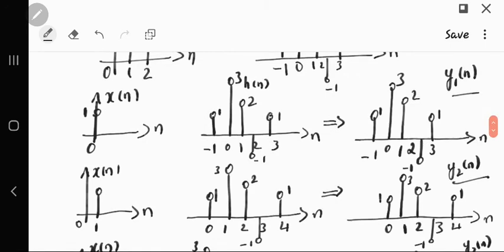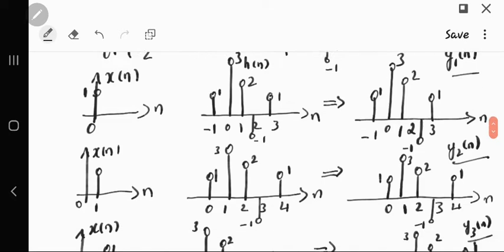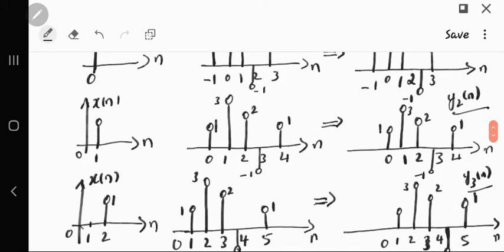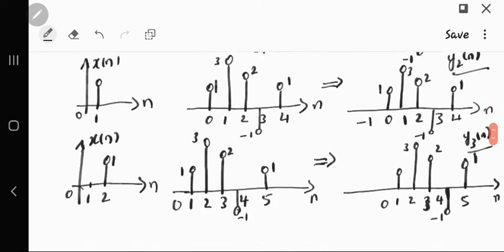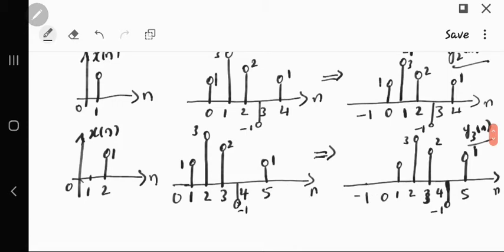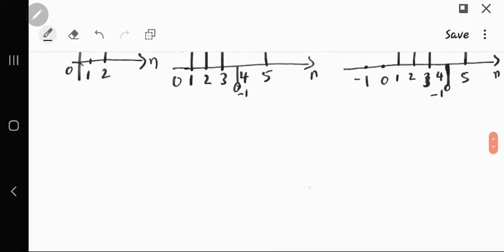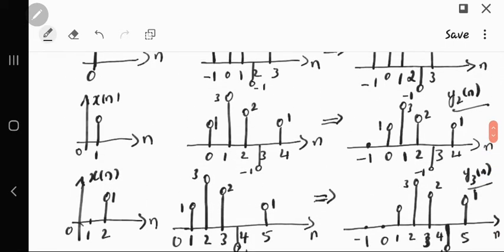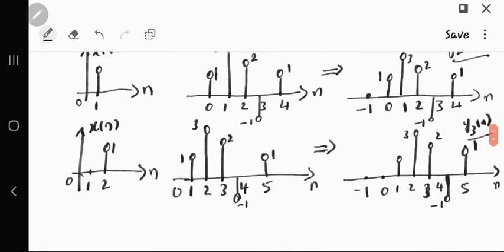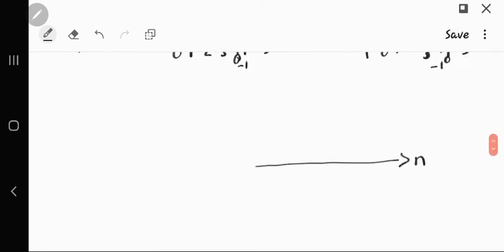Now see how it will look. This signal is starting from -1 and +3, and in y2 of n we don't have any signal here, and at -1, just for more clarity, I am mentioning that -1 as well. As you can see, in both cases it is 0. Now let's perform addition. I am writing the final output y of n here. So the signal starts from -1, and let's see where it ends.